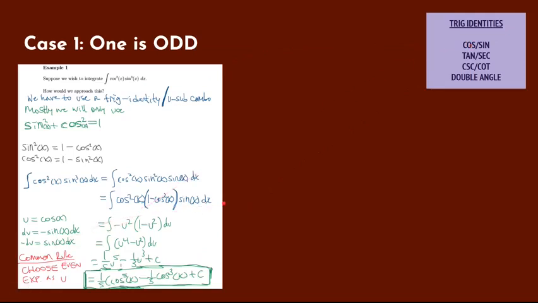So just to review what we did in this example, we first split the one that was odd, and then we replaced what there is two of with the trig identity. Then we set u equal to what there is two of, and then we did u sub, then we did our normal things that we already know.